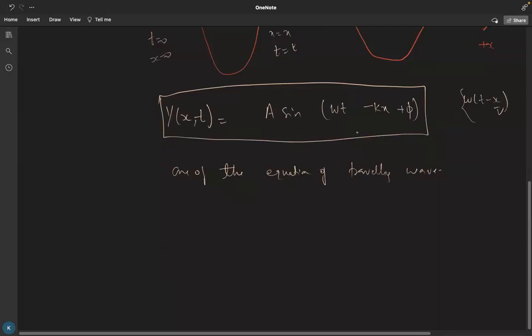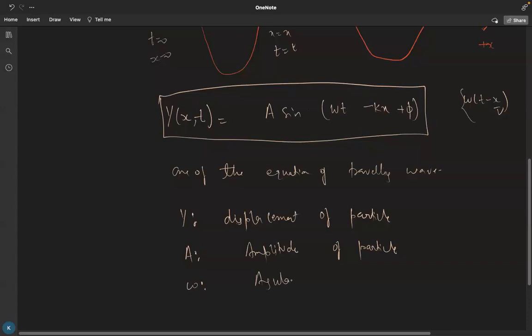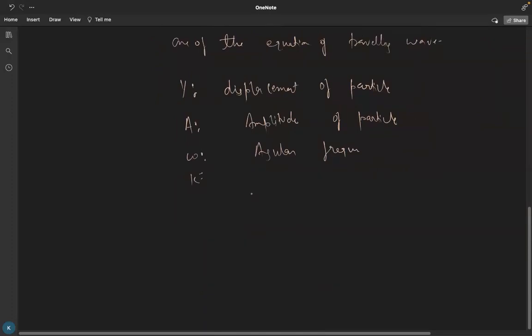Now here we have some abbreviations: what is y, what is a, and what is omega. Let me try to tell you. y is the displacement of the particle, and a is the amplitude of the particle. Omega you are all familiar with, which is the angular frequency. k you are all familiar with, which is the angular wave number, right? And phi is the initial phase.